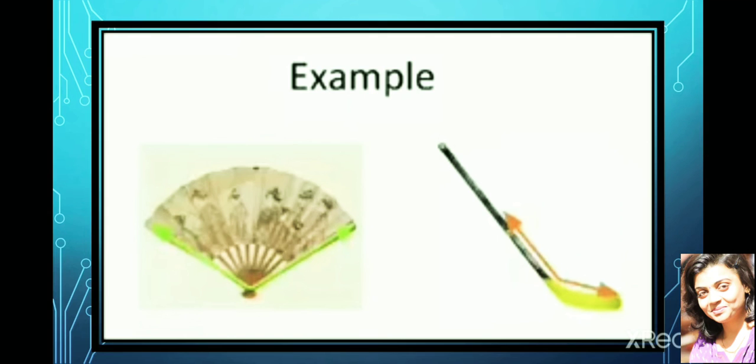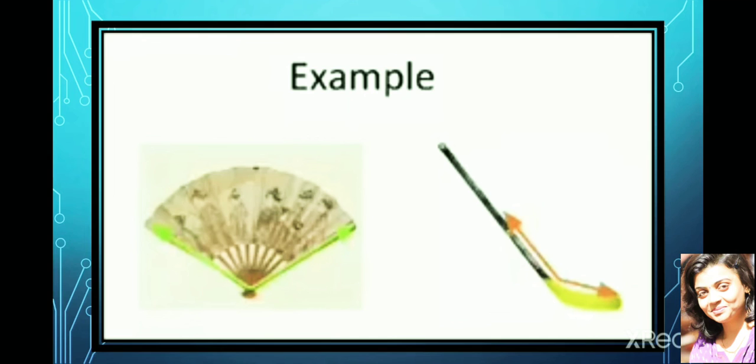In this picture, what do you see, children? It is a picture of a hand fan. Now, if you observe the arrow mark, it makes an obtuse angle. Now, just look at the second picture. What is that? Yes, it's a hockey stick. Now, observe the arrow. It makes an obtuse angle. Now we have already understood about angles, right? You have learned about right angle, acute angle, obtuse angle.